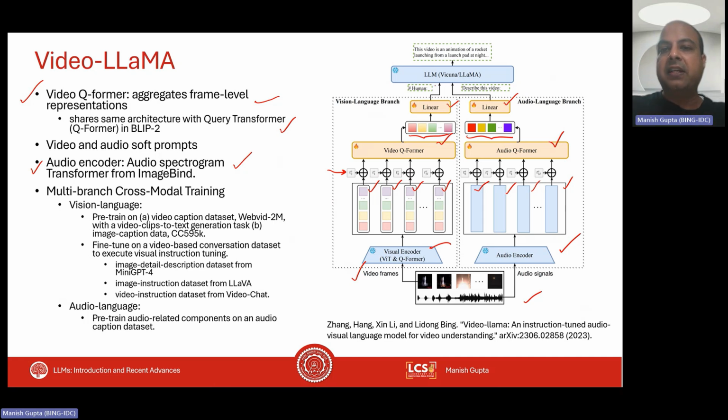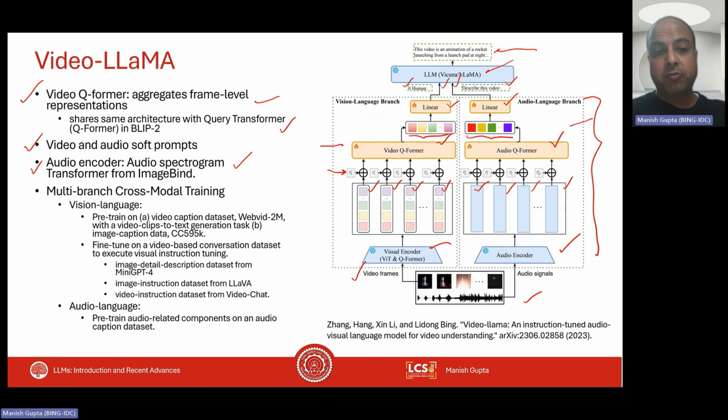And then you can combine with the text instructions, like a human says something, and then you put up the video and the audio information, describe this video. In their case, they use Vicuna or Llama as the LLM, so as to generate awesome captions for this video. Okay. So you could think about this kind of model as if it provides video and audio soft prompts along with the text prompt to the LLM, so as to generate awesome captions. As you notice, this is the multi-branch cross-modal training part of the Video-LLaMA architecture. There's a vision-language part on the left side, and then there's an audio-language branch on the right side.